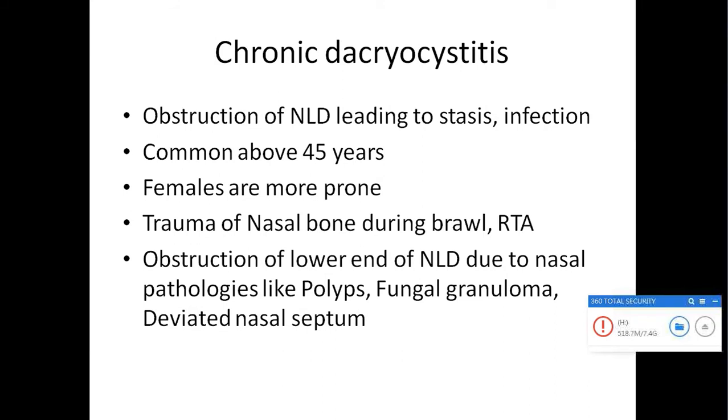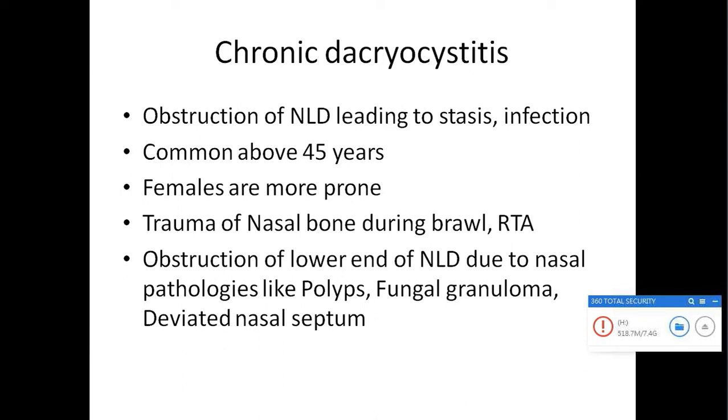The next disease is chronic dacryocystitis: obstruction of the nasolacrimal duct leading to stasis and infection. It is commonly seen in patients above 45 years of age. Females are more prone because the nasolacrimal duct is long in them and the bony ostium is small. And as a female approaches perimenopausal age, the secretions get dried up, and like any other secretions, the nasolacrimal duct will also get fibrosed, so females are more prone to chronic dacryocystitis.